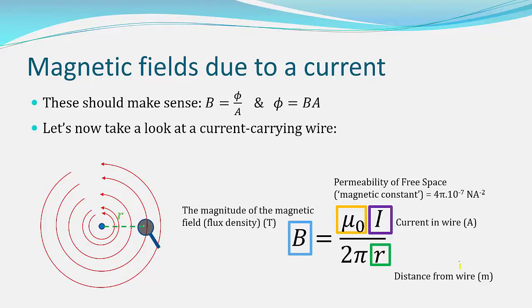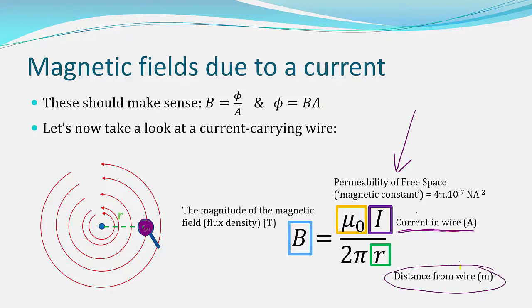So if we wanted to find out what the flux density was at a particular point, we can use this wonderful equation right here. And that is that the flux density, or the magnitude of the magnetic field, is equal to a constant, which is the permeability of free space, or it's also known as the magnetic constant, multiplied by the current in the wire, which is really important, and we divide that by 2 pi and the distance from the wire, or the range.